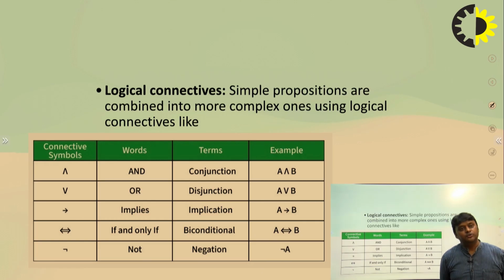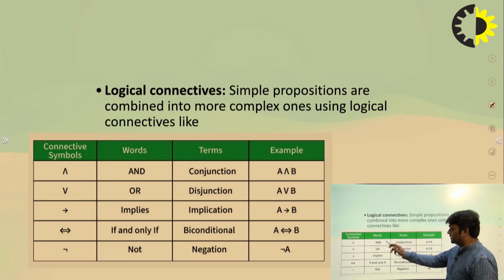These logical connectives are used for combining simple propositions to make a more complex proposition. So, we can say that simple propositions are combined into more complex ones using logical connectives, and these logical connectives are and, or, implies, if and only if, not.